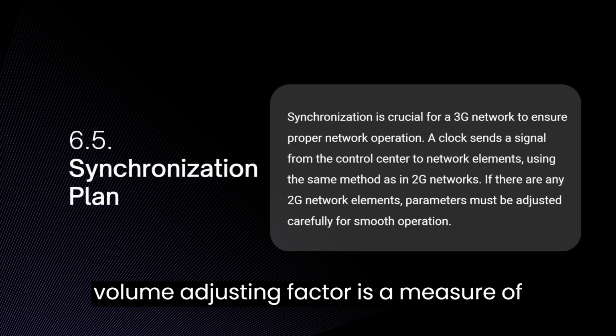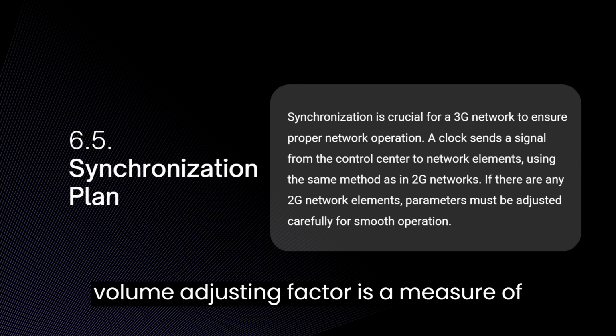And for this point 6.5, it will be about the synchronization plan. When we set up a 3G network, we need to make sure that all the different parts of the network are synchronized. This means that they all have the same time so that they can work together properly. To do this, we use a clock that sends a signal from the main control center to the other parts of the network.